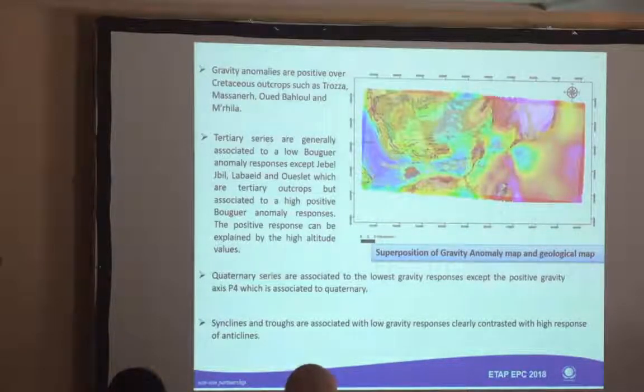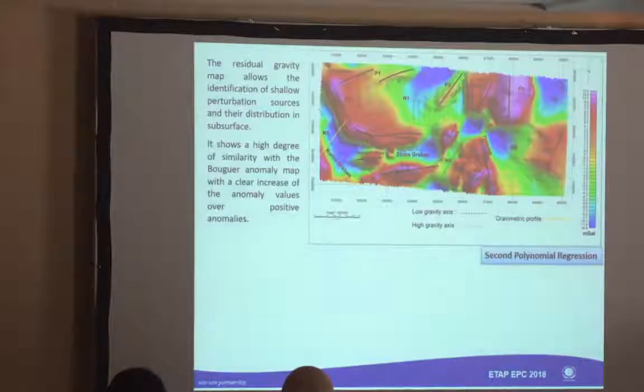Quaternary series are associated with the lowest gravity responses, and synclines and troughs are associated with low gravity responses, clearly contrasted with the high responses of anticlines. Let's move on now to the residual gravity map.